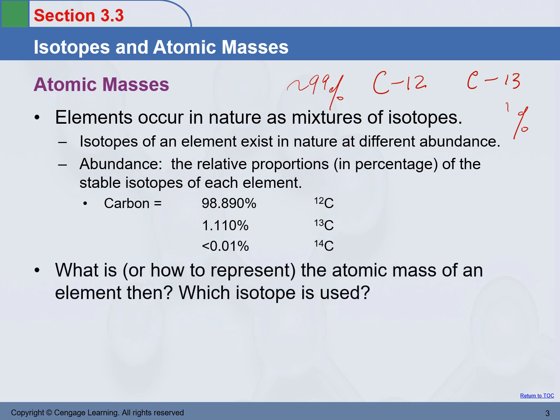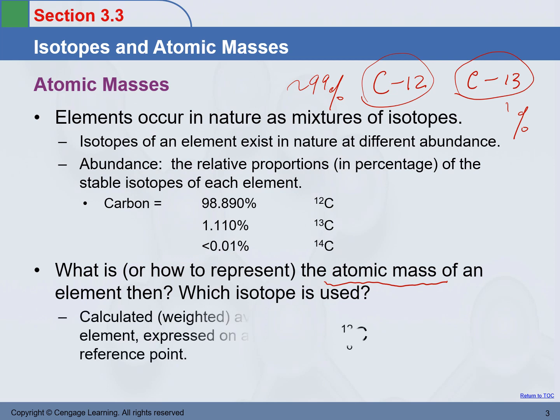Now we're going to talk about atomic mass. Knowing that we have different isotopes of each element, and isotopes have different numbers of neutrons, which means they have different masses. Now, which mass do we use? Which isotope do we use to represent the mass of an atom? Do we use carbon-12? Do we use carbon-13 to represent the atomic mass of carbon?